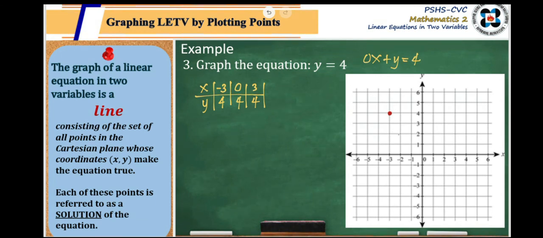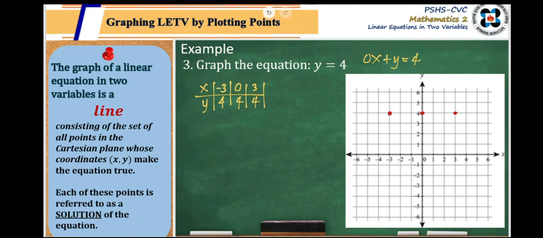Now another point from our table is the point 0, 4. And that should be located on the y-axis. So 0 on the x and then 4 on the y-axis. So we have this point. So this is the point 0, 4. And then last, the point 3, 4 is found on this part of the Cartesian plane.